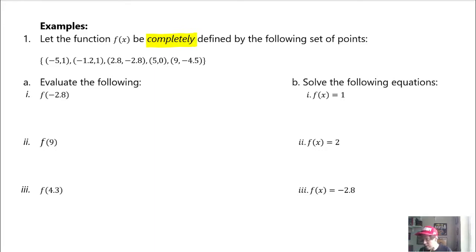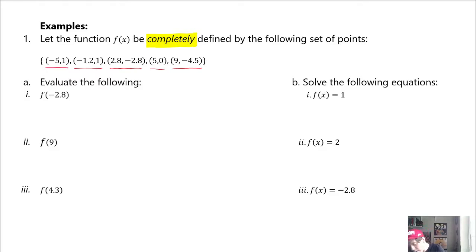In this first example, and our only example for this video, we have a function f of x completely defined by the following set of points. The first point is negative 5, 1. The second point is negative 1.2, 1. The third point is 2.8, negative 2.8, then 5, 0, and then 9, negative 4.5.